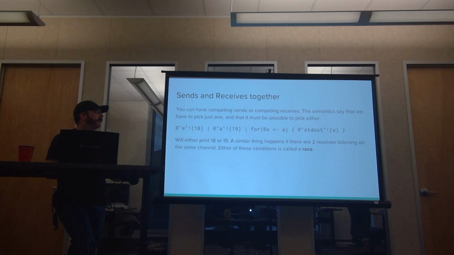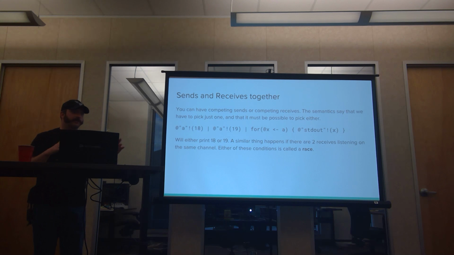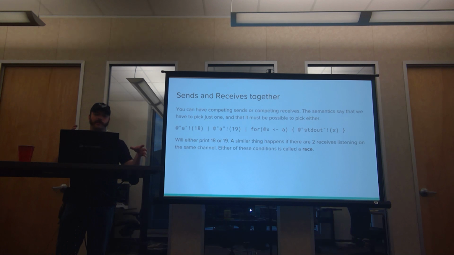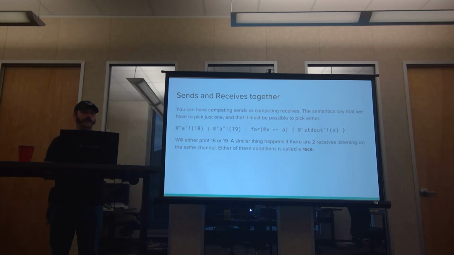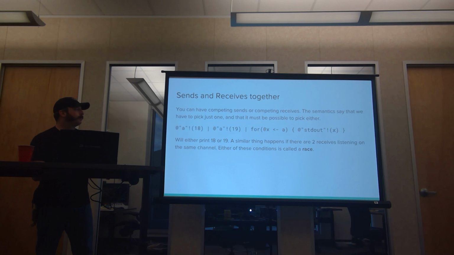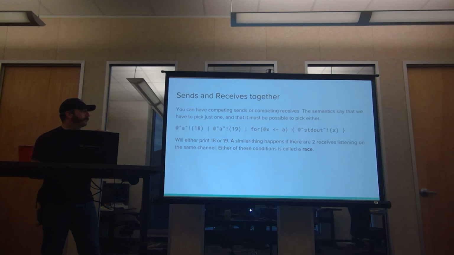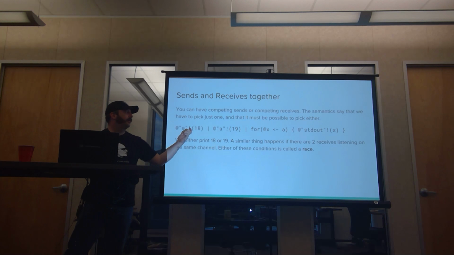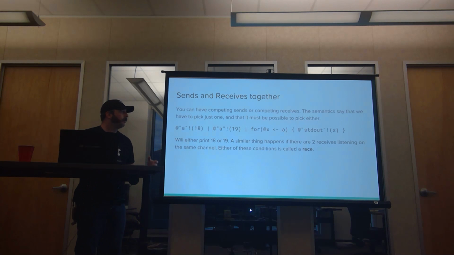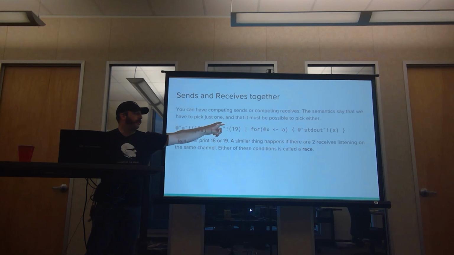All right. So there's a couple things that we need to talk about when we have sends and receives together. One of them is you can have competing sends and receives. Maybe we should talk about this pipe here. I realize I didn't do that. So this pipe means these things are running in parallel. So we have a send on A running in parallel with a send on A, running in parallel with a receive.